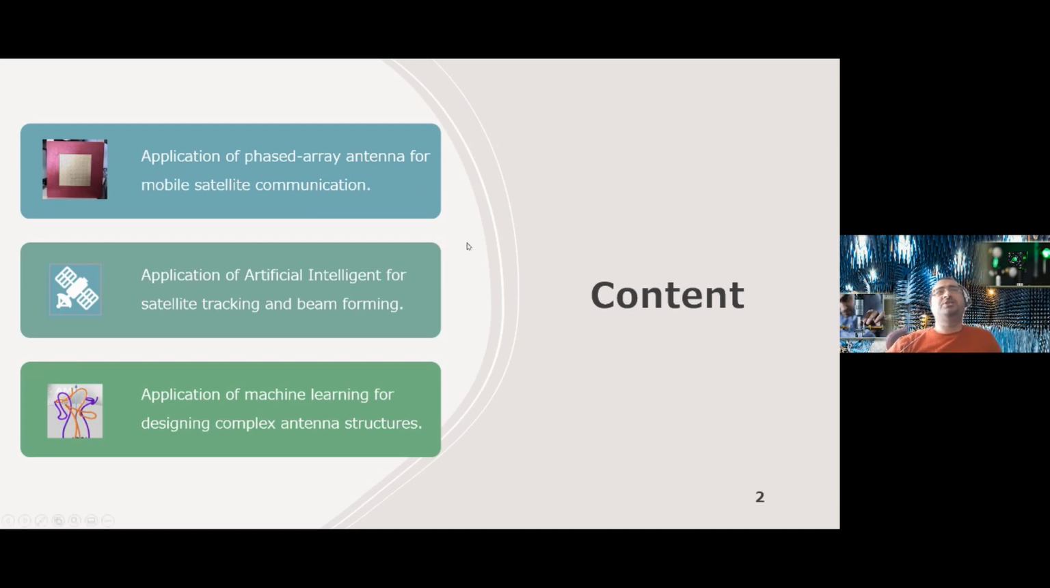So the content of our talk: first of all, I'll talk about the application of phased array antennas. What are phased array antennas, and why we are hearing more and more about them in mobile satellite communications. Then I'll talk about the application of artificial intelligence in satellite tracking and beamforming. And then Naima will talk about her part, applying machine learning for designing complex antenna structures.